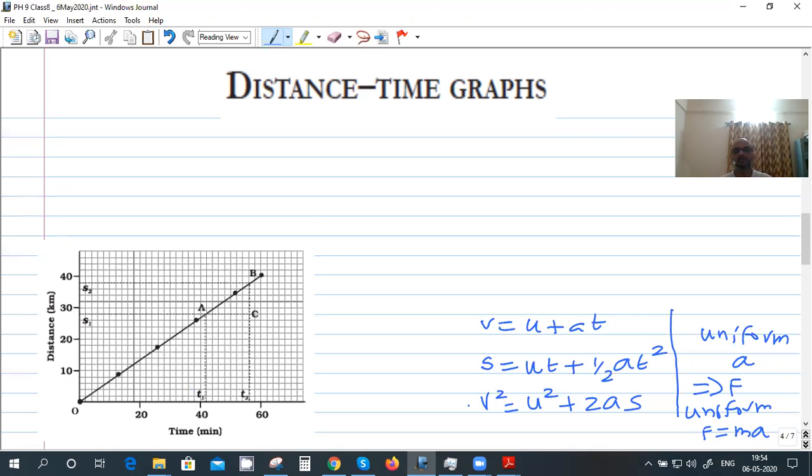Here, what are the variables you see on the right side? I see U, T, and A. On the left side also, velocity V, displacement S. Okay, so we have three equations. So at the maximum, there can be three unknowns.